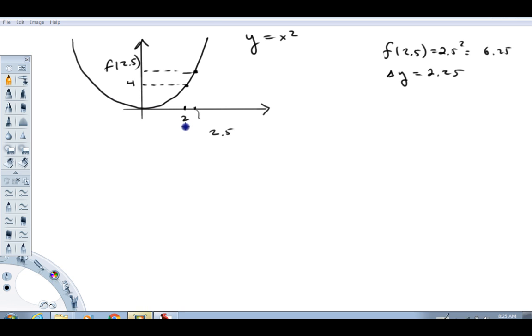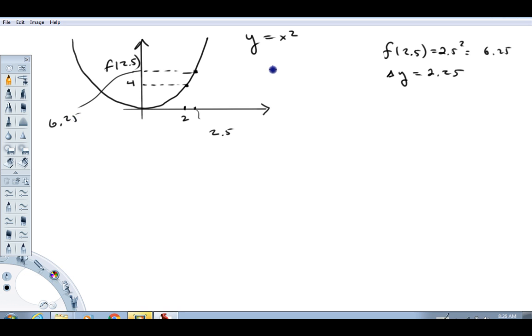We're just going to investigate what happens to the function when we go from x equals 2 to x equals 2.5. So f of 2 would be 2 squared, which is 4. And then f of 2.5 would be here on this graph. I went ahead and calculated over here to the right. f of 2.5 would be 2.5 squared, which is 6.25, and that would be that value right here. Go ahead and label that 6.25.